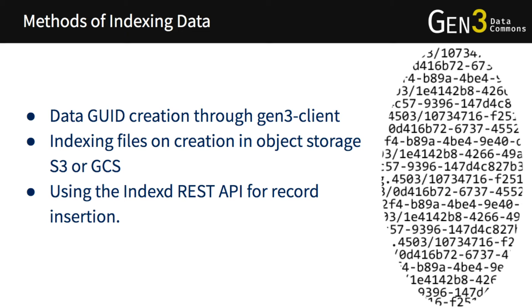Another method leverages streaming notifications from the Cloud Object Storage Service, for example, Amazon S3, or the Google Cloud Service. In this method, IndexD records are created or updated automatically when files are created, modified, or deleted using an AWS Lambda or GCP Cloud function. Finally, if users are uploading files into a data commons in a non-standard way, it is possible to interact directly with the Open IndexD API in order to create data file records.